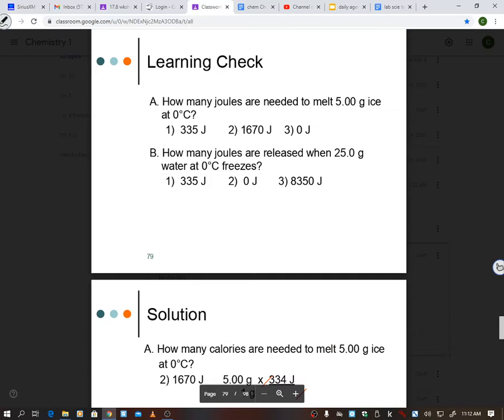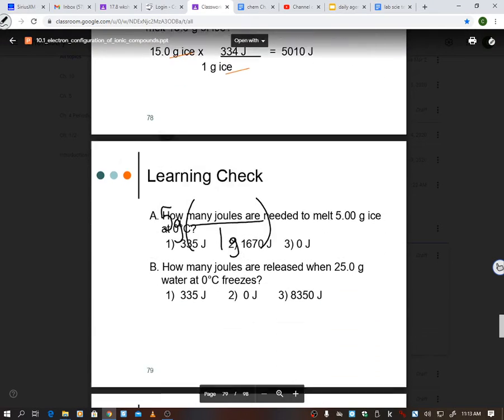How many joules are needed to melt 5 grams of ice at 0 degrees Celsius? And it's really important that we know 0 degrees Celsius, because later on in the PowerPoint, we're going to get different temperatures, and depending on that temperature depends on what number we use. So since it's at 0 degrees, I'm going to say, okay, 5 grams. I know that 1 gram takes, what was it, 334?